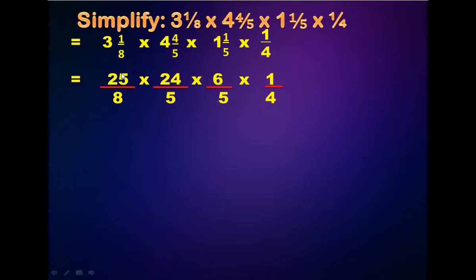24 plus 1 is 25. The denominator remains the same, that is 8. 5 multiplied by 4 is 20. 20 plus 4 is 24. And your denominator will remain the same, that is 5. 5 multiplied by 1 is 5, plus 1 will become 6. And your denominator will remain the same, that is 5.